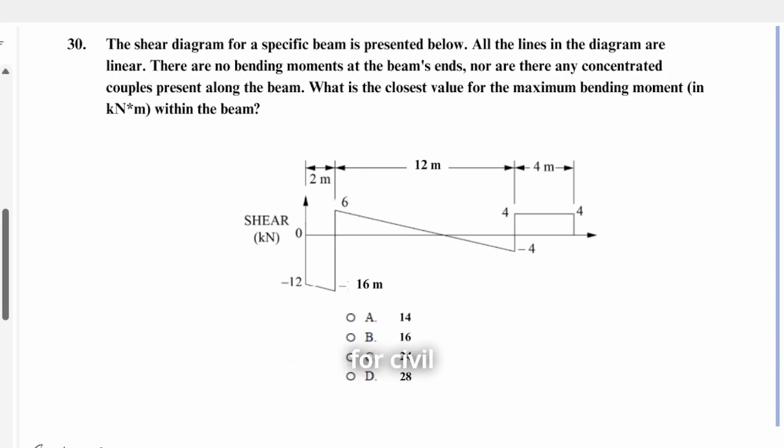Is math required for civil engineers? What do you think? The answer is yes. Check out the latest FE exam question that will make you understand why.